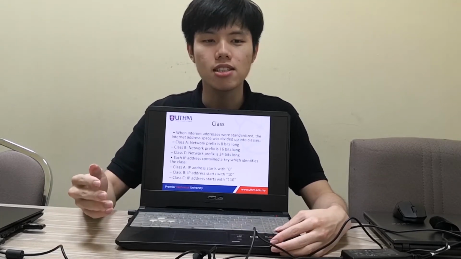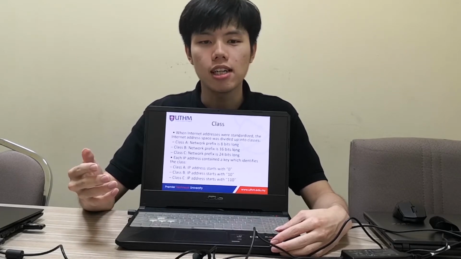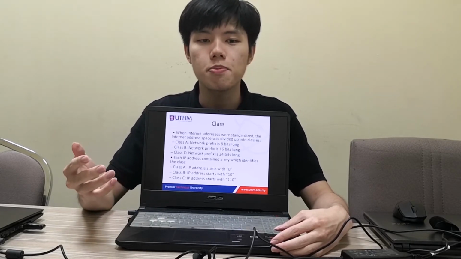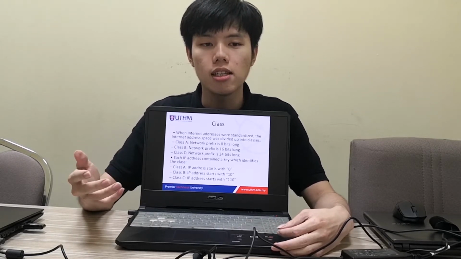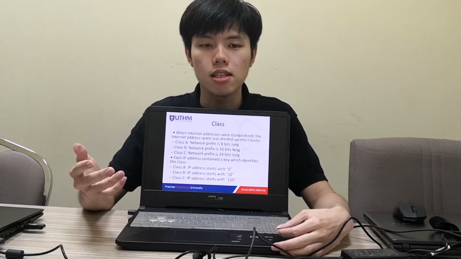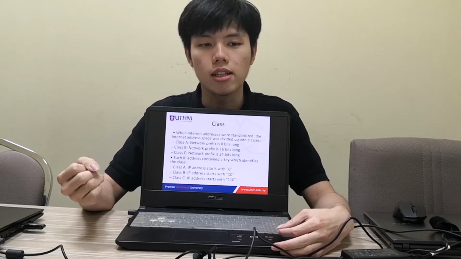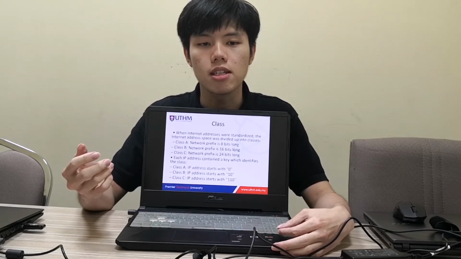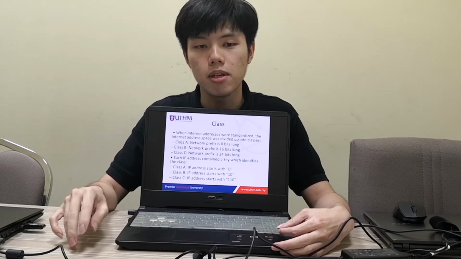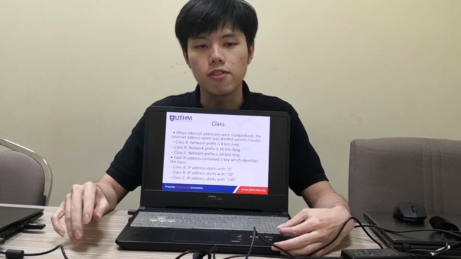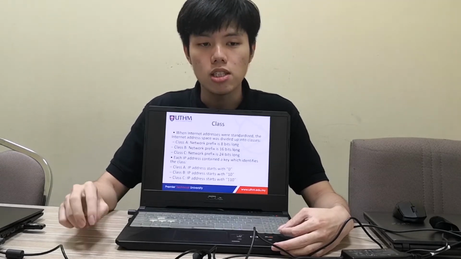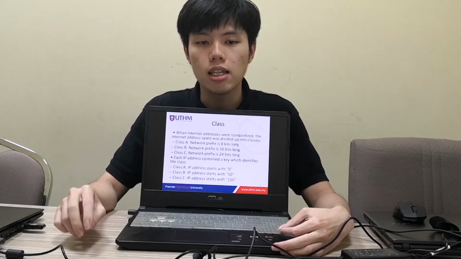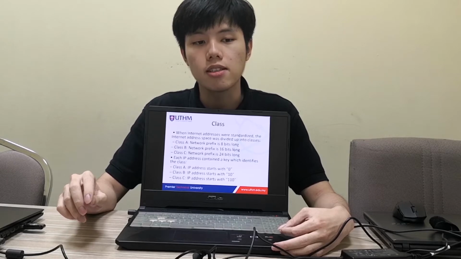Next is the class. For the class, the internet address was standardized. The internet address space was divided up into classes. For class A, the network prefix is 8 bits long, class B's network prefix is 16 bits, and class C's network prefix is 24 bits long. Each IP address contains a key which identifies the class.